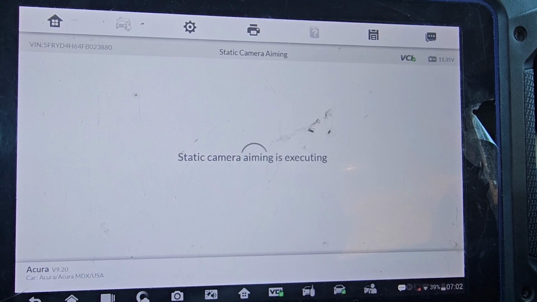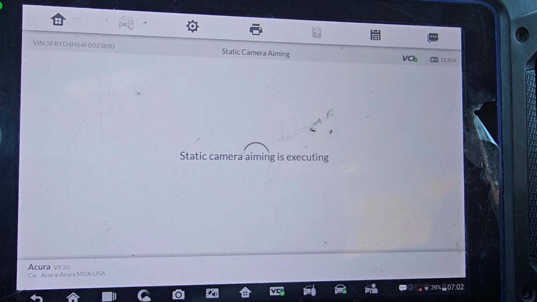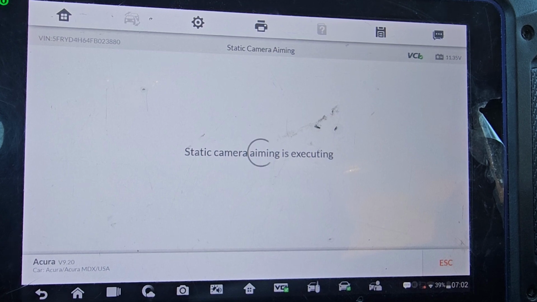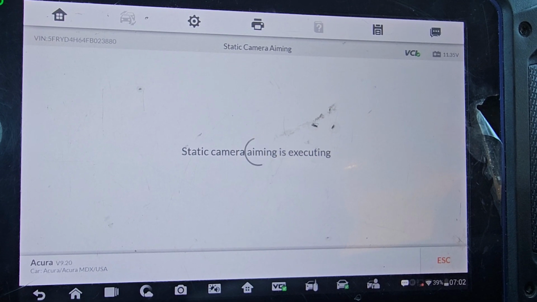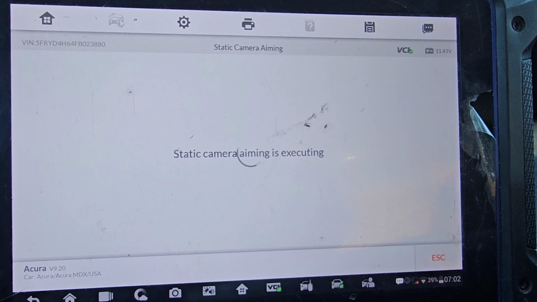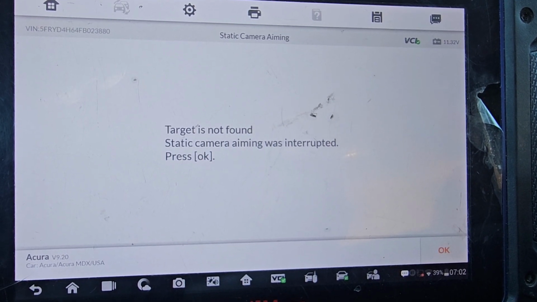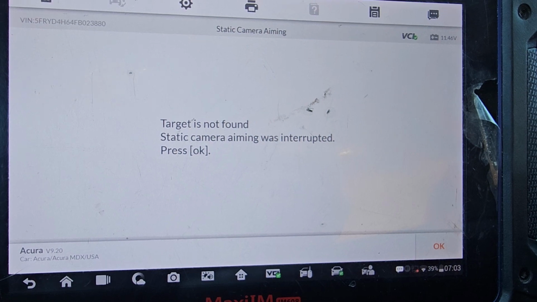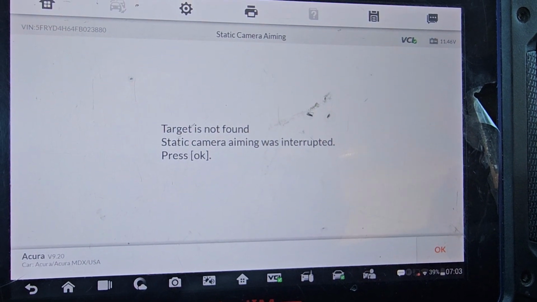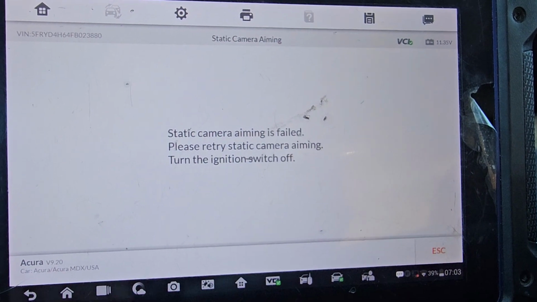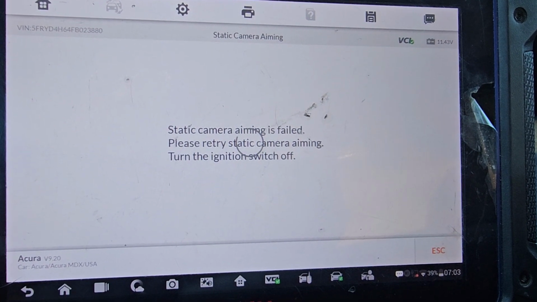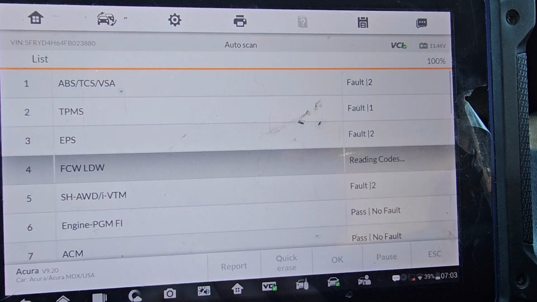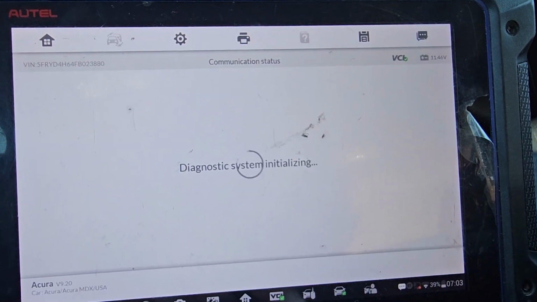You need to have a target. This is only a test to see what's going to happen, but we don't have this one. We need to get tools for it. LDW. Target not found. Static camera aiming was interrupted. Okay, so I'm going to escape. Okay, and then also here we need to do the steering angle sensor.